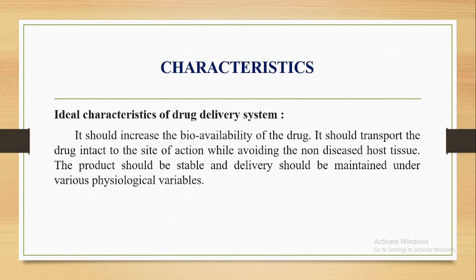Let's see what the characteristics are. Ideal characteristics of a drug delivery system: it should increase the bioavailability of the drug. It should transport the drug intact to the site of action while avoiding non-diseased host cells or tissue. The product should be stable and the delivery should be maintained under various physiological variables.